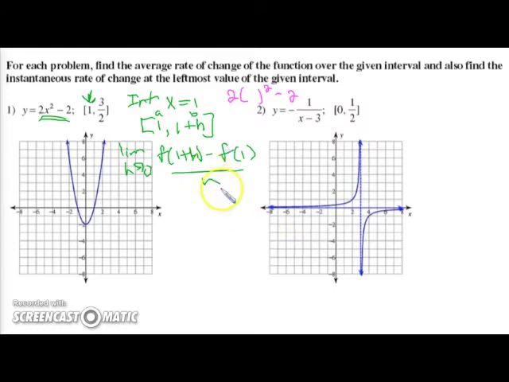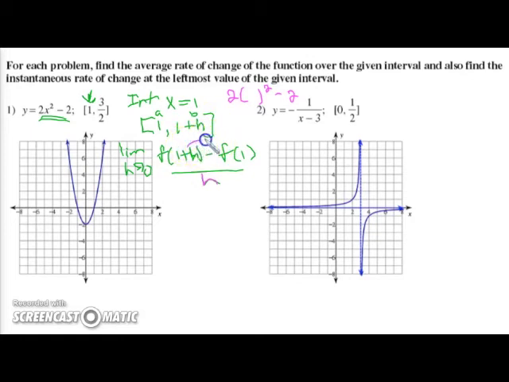Now, in case you don't know where h comes from, it comes from b minus a. So if I take 1 plus h minus 1, the 1s cancel out, and I'm left with h. So b minus a really gives me h. Okay? And that's always true anytime you want to find the instant rate. There's always an h in the bottom. Okay? So now let's figure out what f of 1 plus h is.